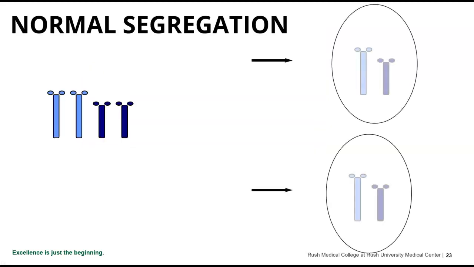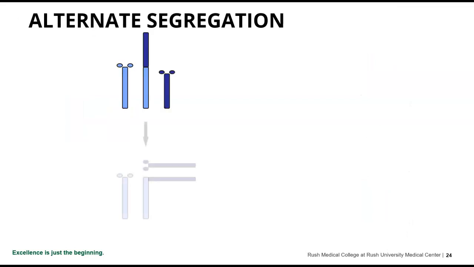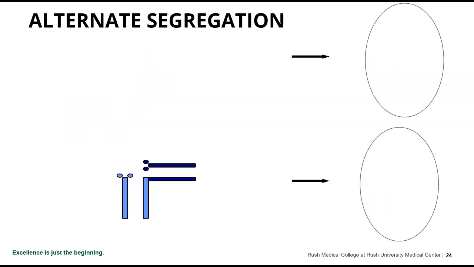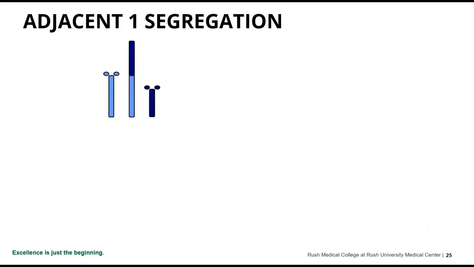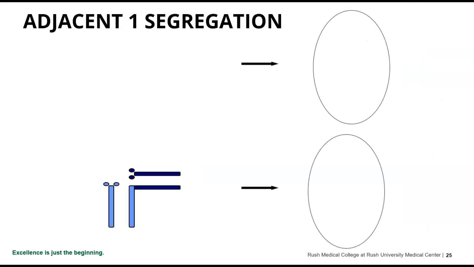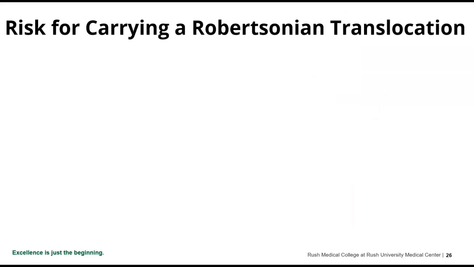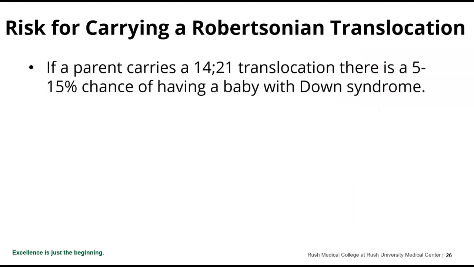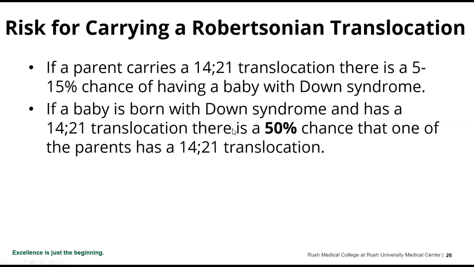So here's just a diagram. Here's our normal segregation, alternate segregation. The 1421 goes together, and the normal 14 and 21 go together, and this would result in a normal fetus. And here's adjacent 1. Here we have the 21 going with the 1421, leaving the 14 alone. So, again, if a parent is a carrier for a 1421 translocation, there's a 5 to 15% chance of having a baby with Down syndrome.